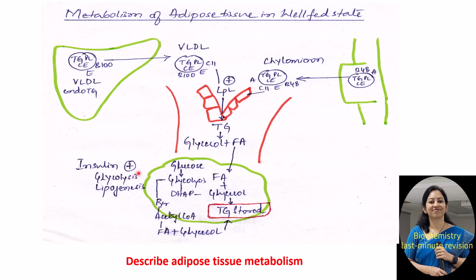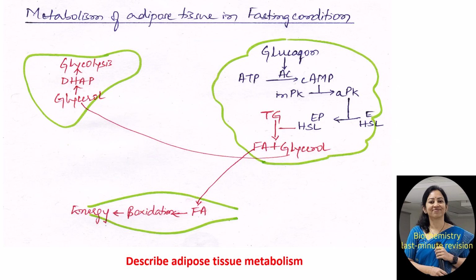This storage of triglycerides in adipose tissue is under the influence of insulin. Insulin stimulates both glycolysis and lipogenesis. Insulin is an anabolic hormone which is active in the well-fed state, and it will stimulate triglyceride synthesis and storage in adipose tissue. This is about metabolism of adipose tissue in the well-fed state. Now how does this adipose tissue change its metabolism whenever we are fasting or starving?